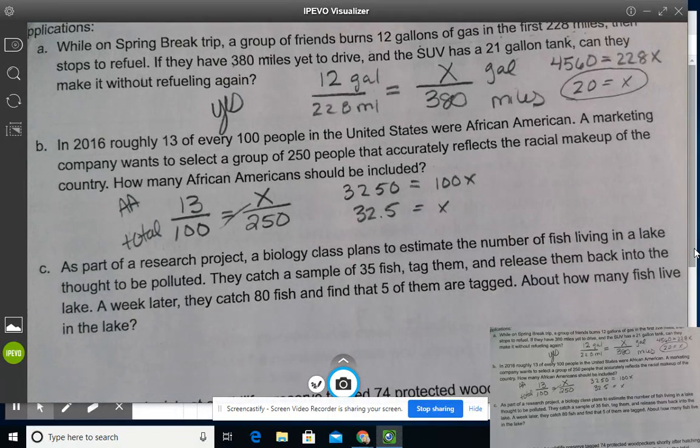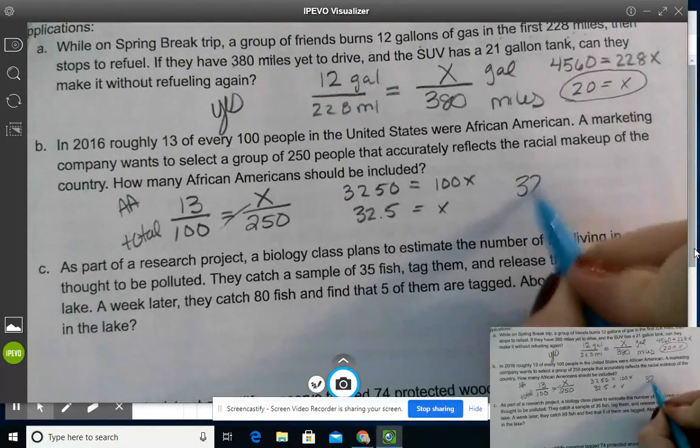Can you have a half a person? So here's one of the things where we talk about answers that make sense in terms of the question. And so how many African Americans should be included? We would round down because you can't have just half a person. So your final answer would be 32.